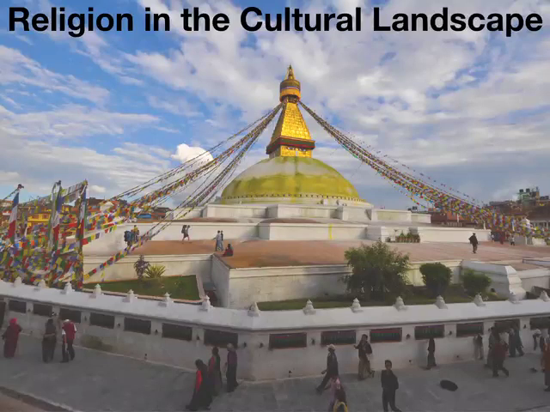Welcome to the lecture on Religion in the Cultural Landscape. This is for AP Human Geography, Chapter 7, the chapter on religion. This entire lecture is going to be focused on how religion is seen in the cultural landscape and the type of impact that religion has on the cultural landscape.